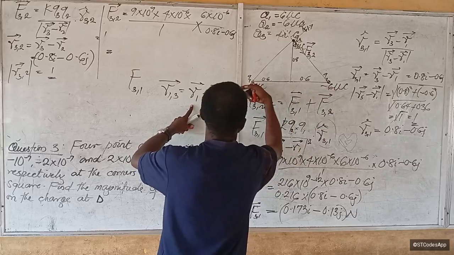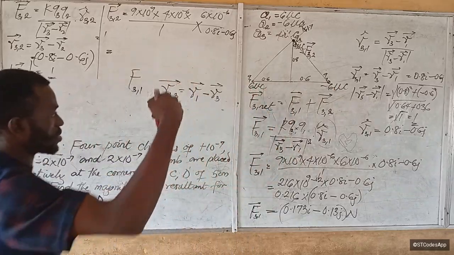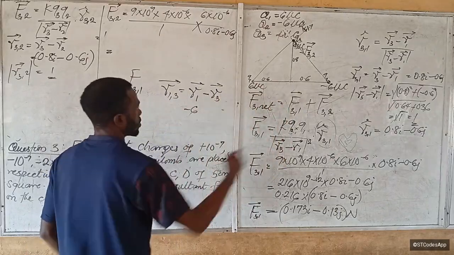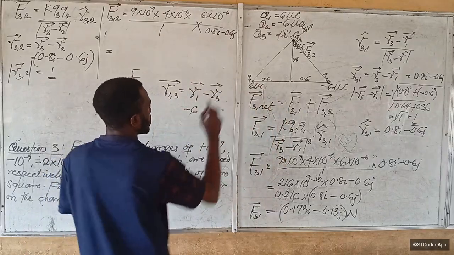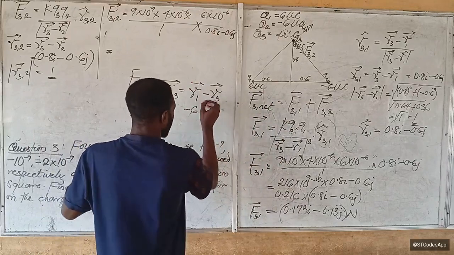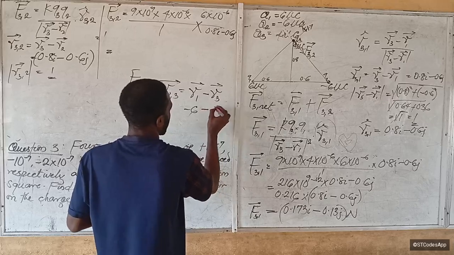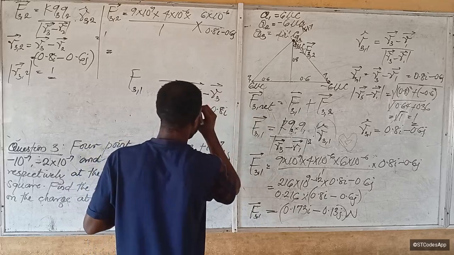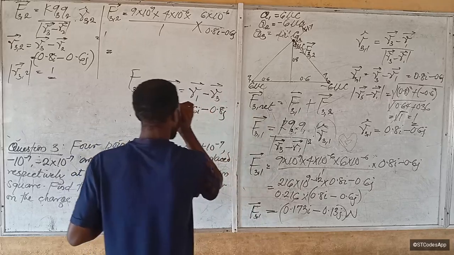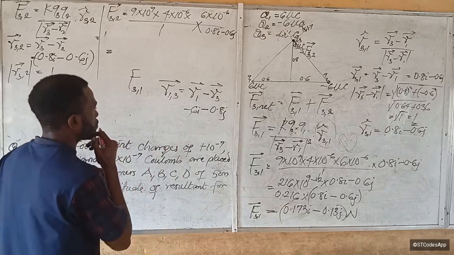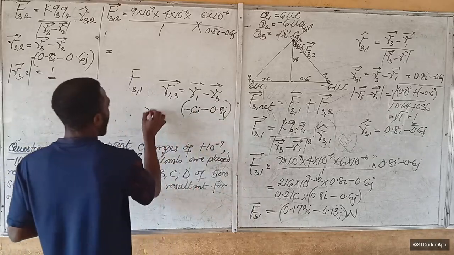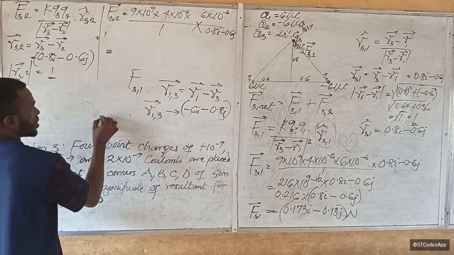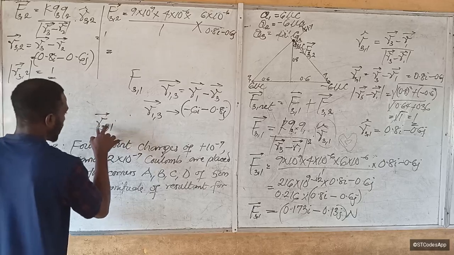So what is R1? R1 is 0.6 in this direction. I think there is even a minus in the question. There's a minus in the question. So it will be minus 6 in this direction, right? Then in the upward direction, minus positive 8. So that will be minus 0.8j. So this is R13. But what we are looking for is actually R3, 1, right?